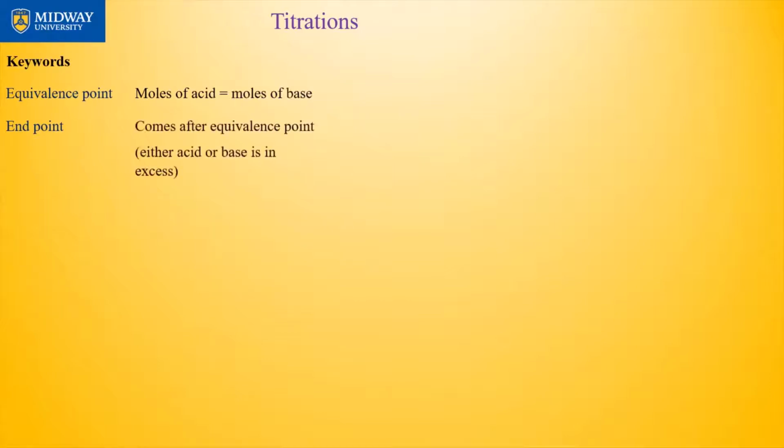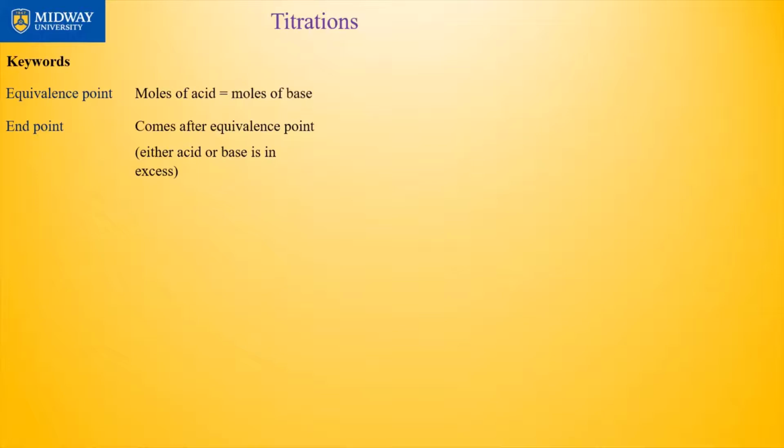Now, endpoint is a point that usually comes after an equivalence point, where the reaction actually sort of comes to an end. That's implied by the word end in endpoint. And endpoint is where you actually observe a permanent color change. That is, you go from colorless to pink or colorless to blue or whatever be the indicator you've added that controls the color.